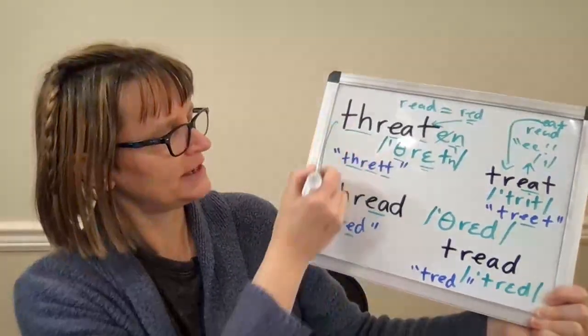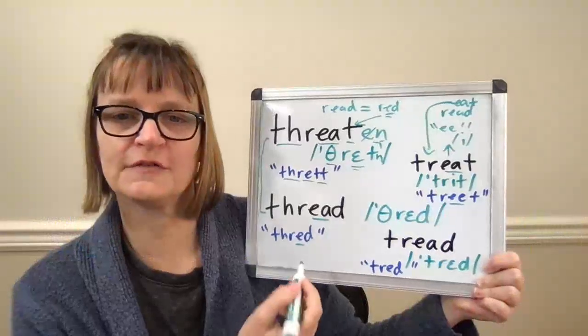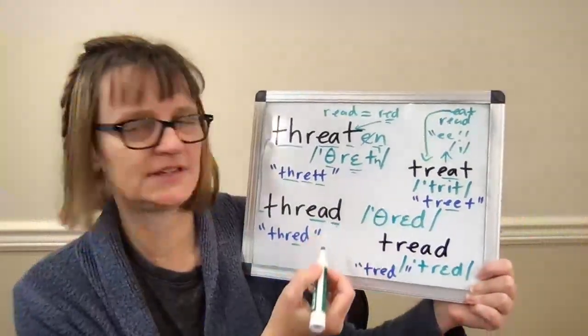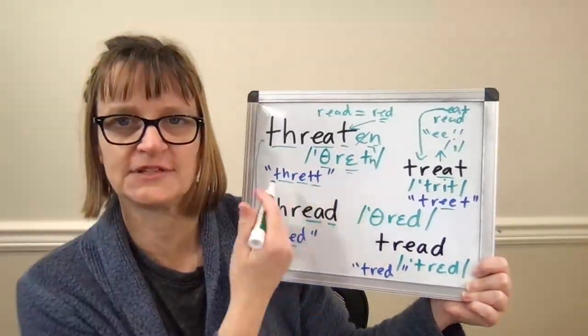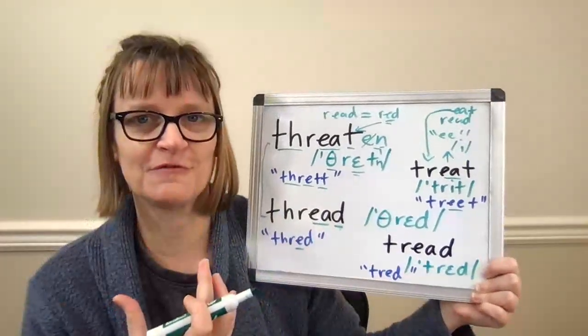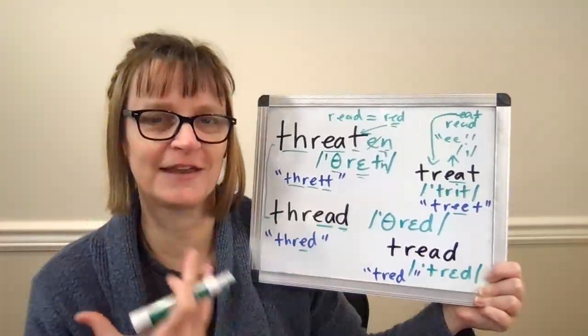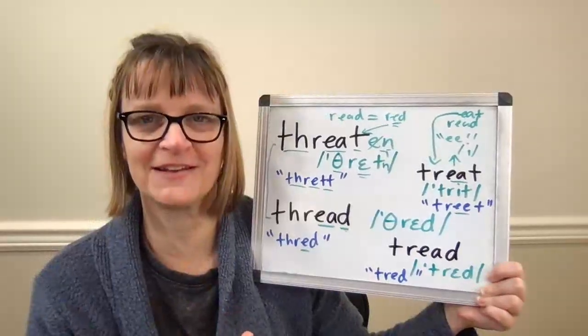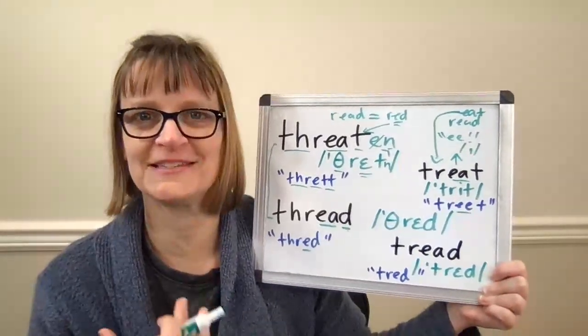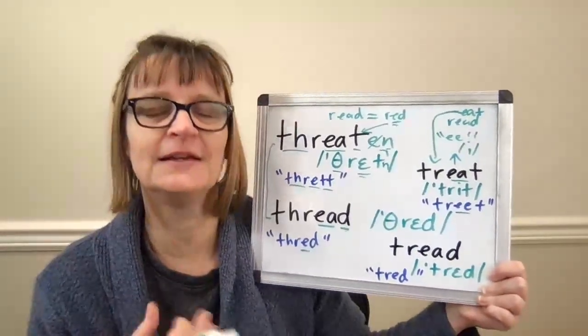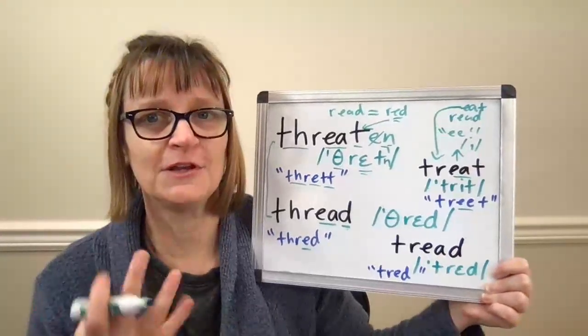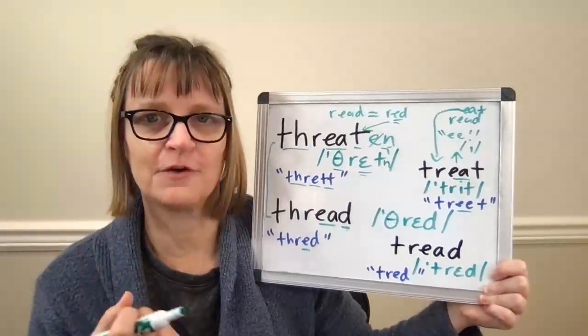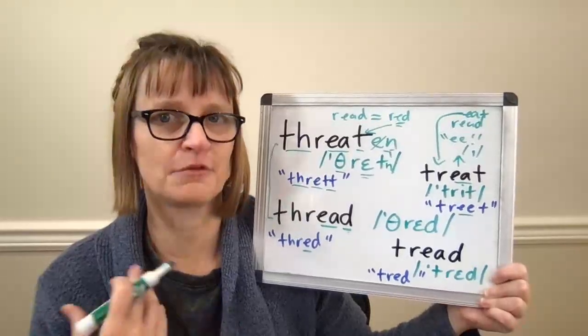So between threat and thread, the only difference is that thread has the voiced D sound and threat has the voiceless T sound. Now that might seem straightforward, except that if I'm talking in regular speech in fluent American English, I won't typically say threat and thread with a clear T and D. I'm going to use a stopped consonant for both of those. So there's a threat, there's a thread.